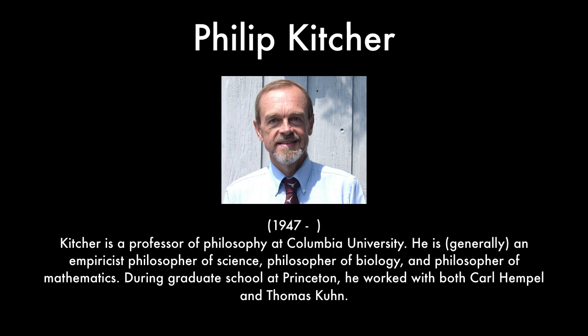Kitcher is a professor of philosophy at Columbia University. He is generally an empiricist philosopher of science. Recently, he has been influenced quite a bit by the school of philosophy known as pragmatism. He's also a philosopher of biology and a philosopher of mathematics. During Kitcher's graduate school career at Princeton, he worked with both Carl Hempel and Thomas Kuhn, very famous philosophers of science.